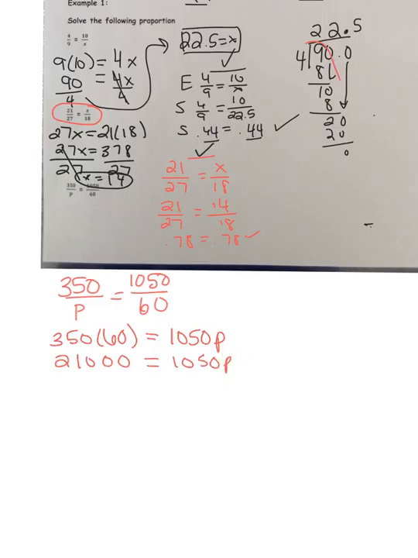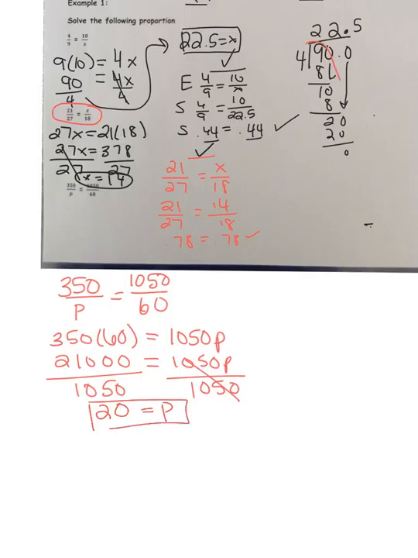In order to do that, I have to divide each side by 1050. They cancel each other out. Divide this side by 1050. If I do 21,000 divided by 1050, I end up with 20 equals p.